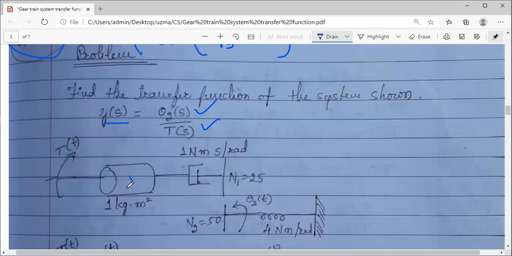Generally, if you see, it is having a J term, it is having a B term, that is a damper, and you have a spring. So it is a mechanical system, and that too it is having torque, so it is a rotational mechanical system. In turn, if you observe here, you can see the number of teeth are given to you. So it indicates what? So you have a gear system here.